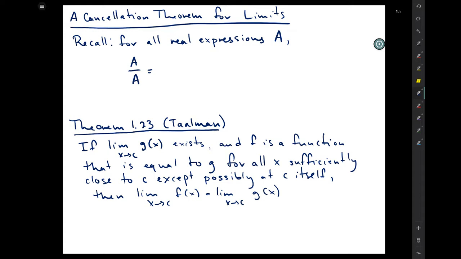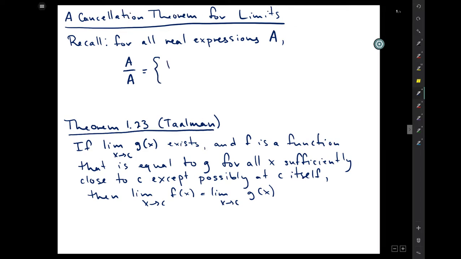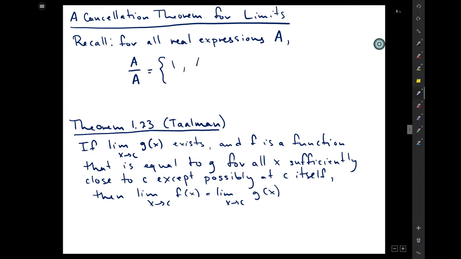Before we talk about limits, recall that for any real expression a, a divided by a is equal to 1, provided that a is not equal to 0. But anytime a is equal to 0, this expression is undefined.